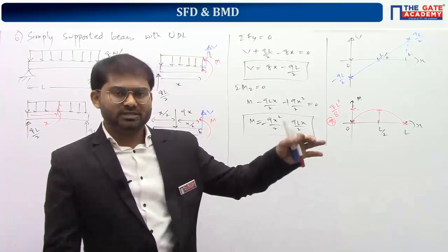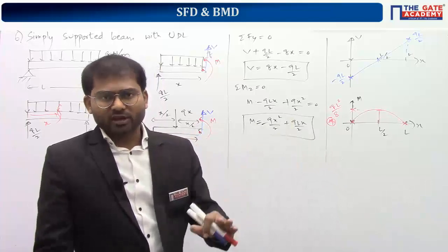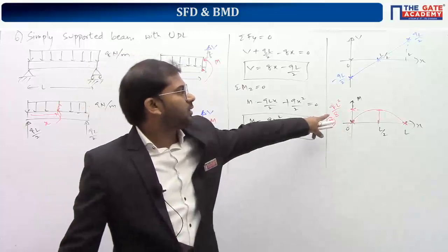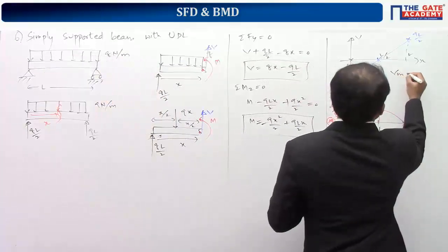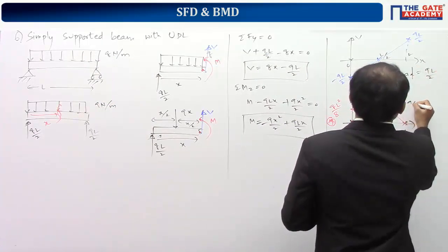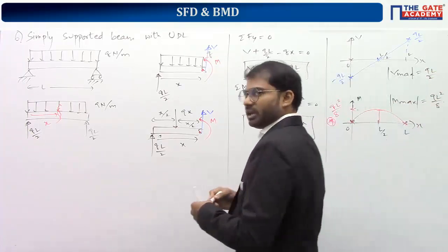Whatever the six loading cases we have seen, if you don't remember anything, it's okay. But please remember this, because I've seen many numericals based upon this value, QL square by 8. So V max is QL by 2. M max is QL square by 8.